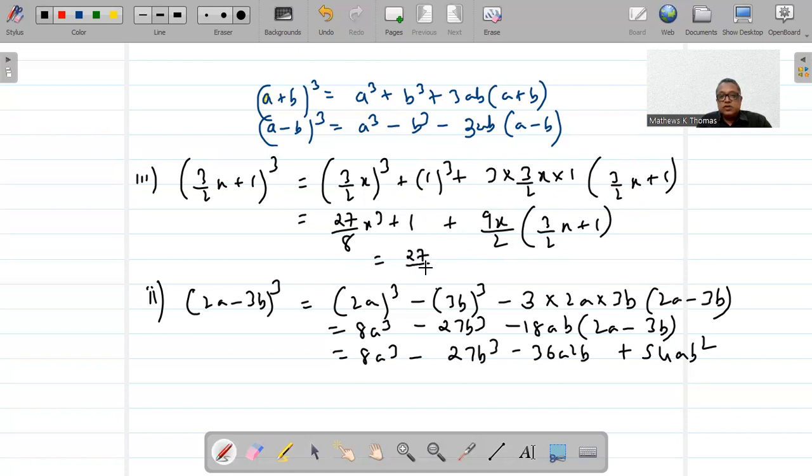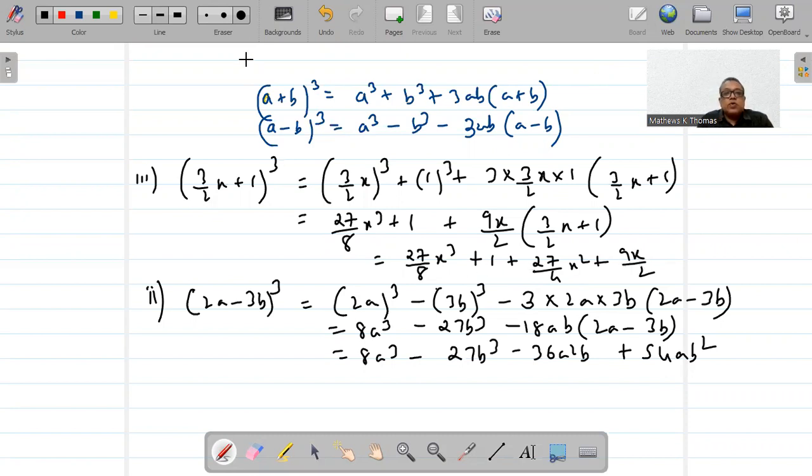This is going to be 27 by 8x cube plus 1 plus 27 by 4x square plus 9x by 2. Yeah, you can just note down this. So this can be rearranged also. 27 by 8x cube plus 1 plus 27 by 4x square plus 9x by 2.